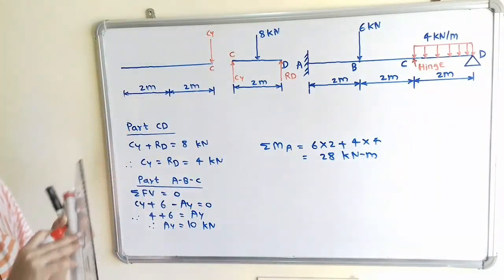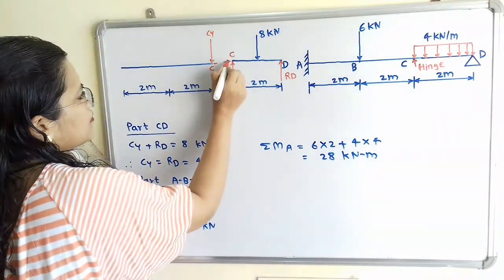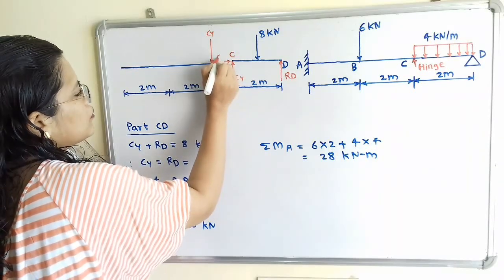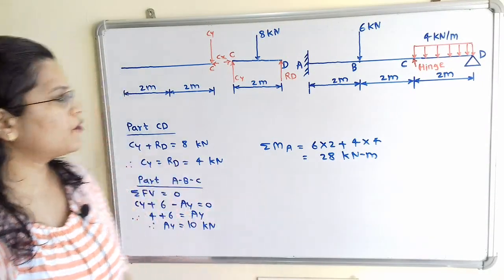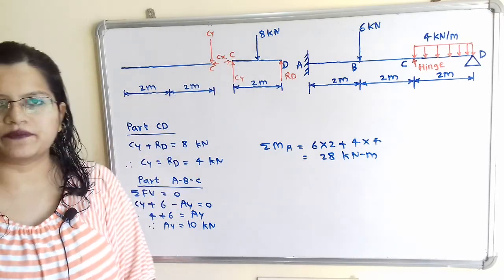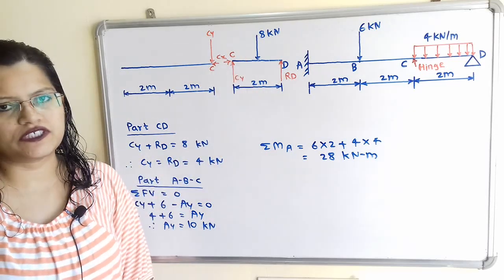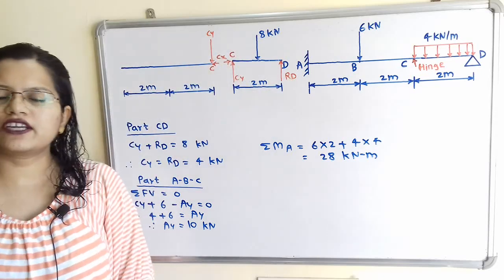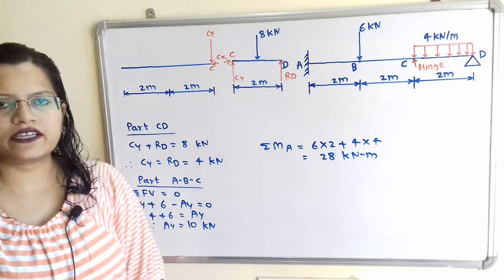Now we will show the horizontal force, with the same magnitude but opposite in direction. Because it is horizontal, we will call it Cx. To find the unknown forces Cy and Rd, we will consider the equilibrium of this part CD. So we can say that the summation of all vertical forces is equal to 0. These forces are in the upward direction and this 8 kN is in the downward direction. So Rd plus Cy is equal to 8 kN.